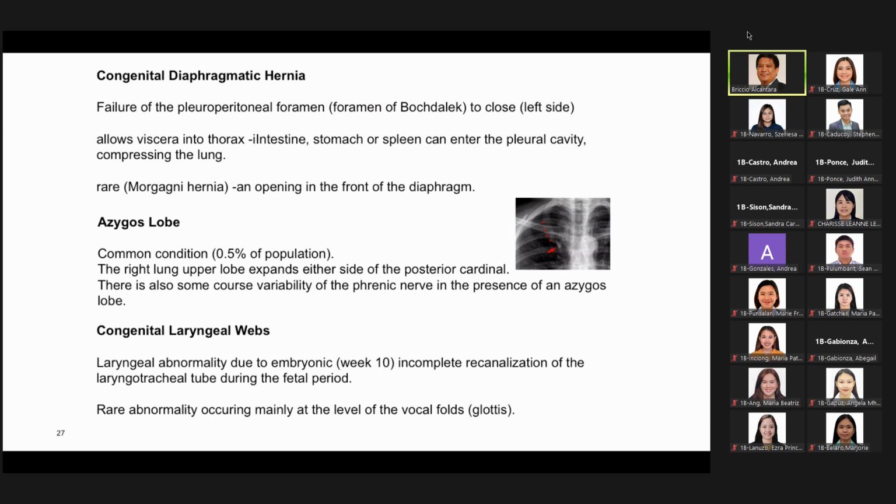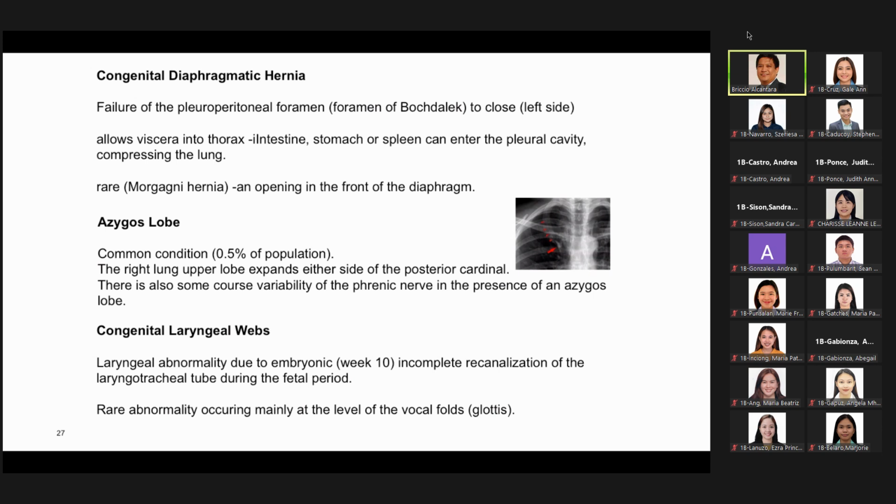Azygos lobe is a common condition, about 0.5% of the population. The right upper lung will expand in the area of the posterior cardinal veins, okay? But they are asymptomatic, so you do not need to treat them surgically, unless you have compression of the phrenic nerve in the presence of your azygos lobe.